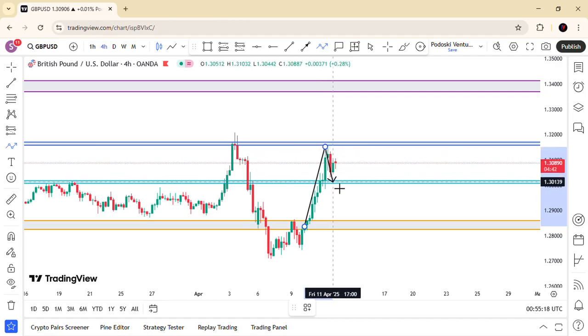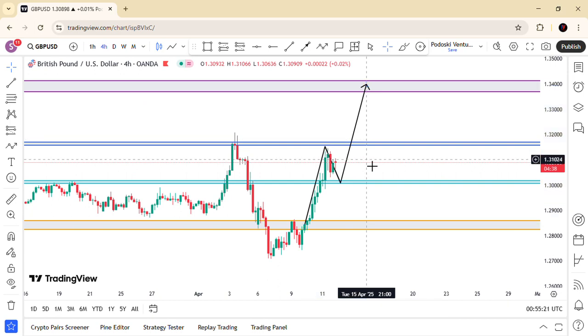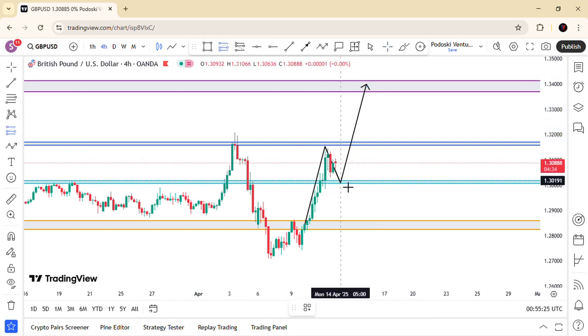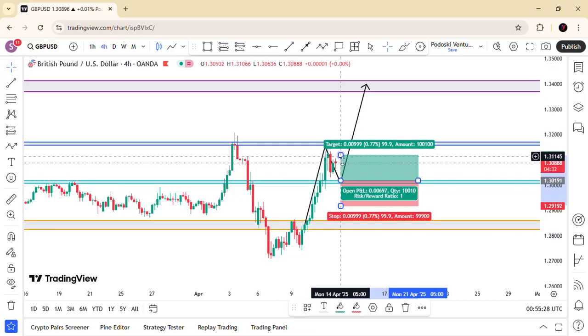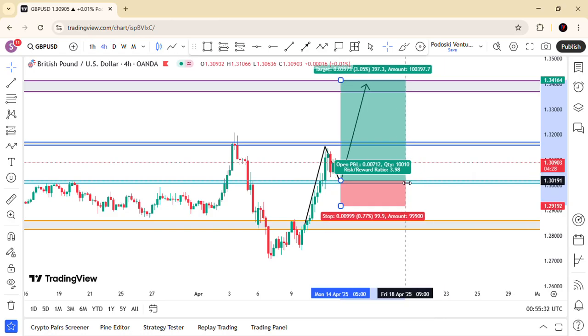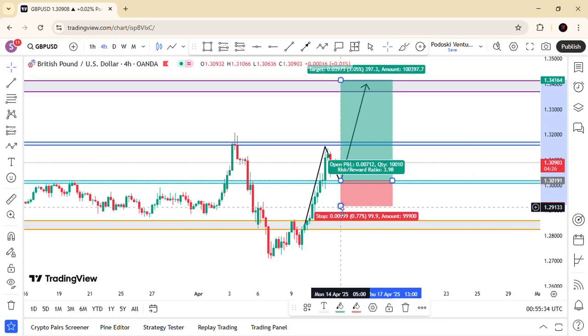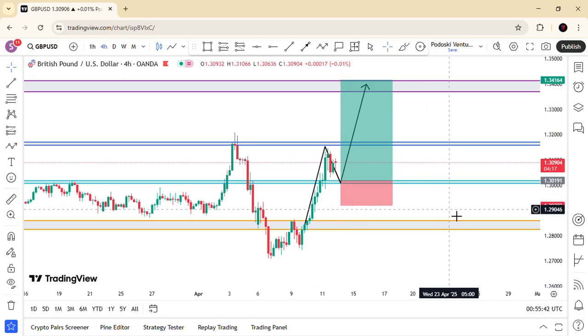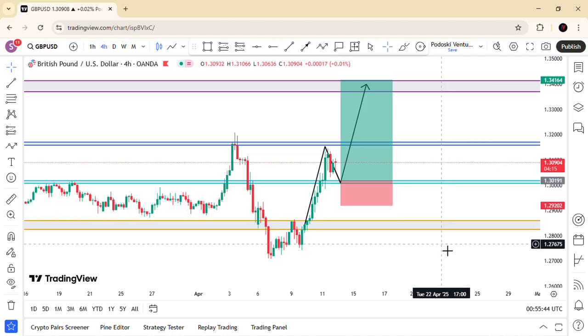So we are waiting for the low before we buy all the way to the upside on GBP USD. GBP USD anticipates an entry this week for a buying. You'll be looking for buying opportunities this week all the way to the upside on GBP USD. So this will be the entry on GBP USD this week.